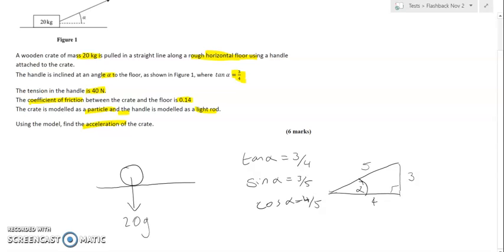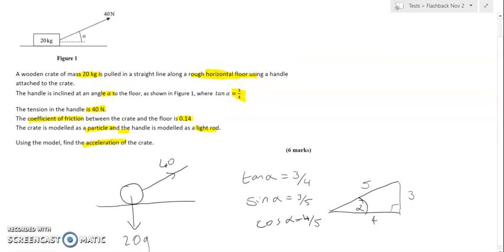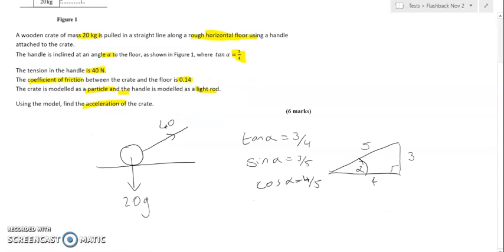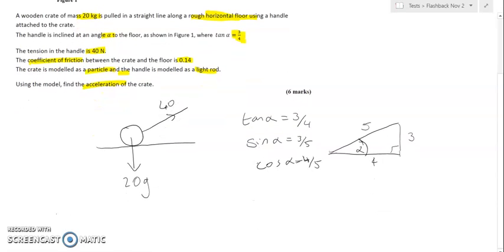Okay, so what's the next bit? The tension in the handle is 40 newtons, so we've got 40 newtons going that way, away from the particle. The coefficient of friction between the crate and the floor is 0.14. I know that because I've read this twice: it asked me for the acceleration. So the particle is moving, and so friction must be at its maximum. So we can say that F is equal to 0.14 R.